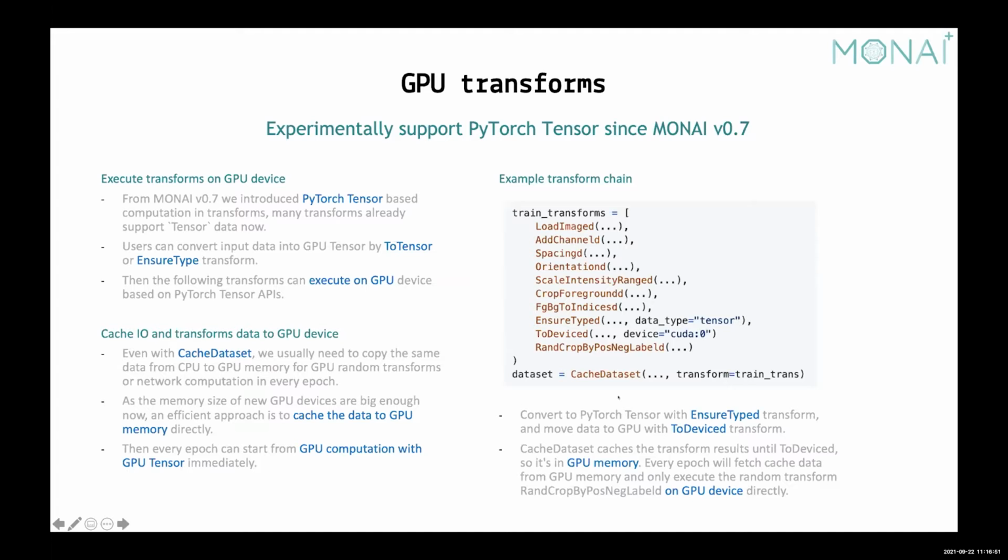Here the cache dataset will cache the transform result until the first random transform. Here the first random transform is the random crop by pos neg label. So we cache the transform result of the to device transform. So the cache data is on GPU. Then in every epoch, we get the cache data and execute the random transform on GPU directly. It can be very fast, and the GPU is not idle anymore.